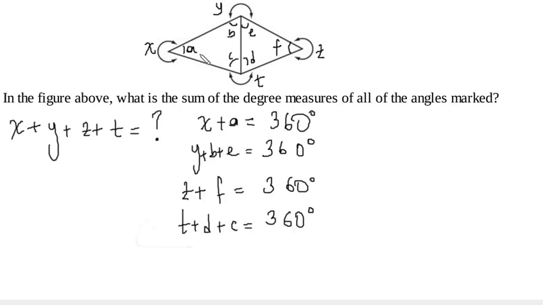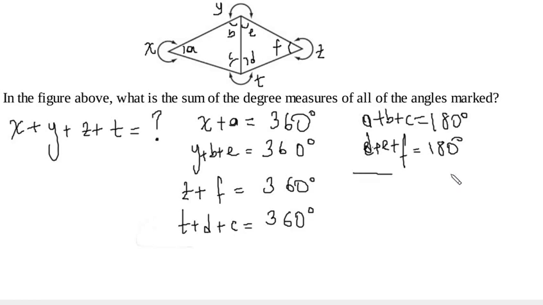We also know that the sum of interior angles of a triangle is 180 degrees. So a plus b plus c is equal to 180 degrees. And d plus e plus f is also 180 degrees. If we add these side by side, we will get a plus b plus c plus d plus e plus f is equal to 180 plus 180, which is 360 degrees.